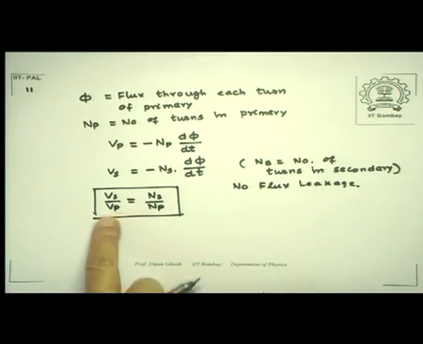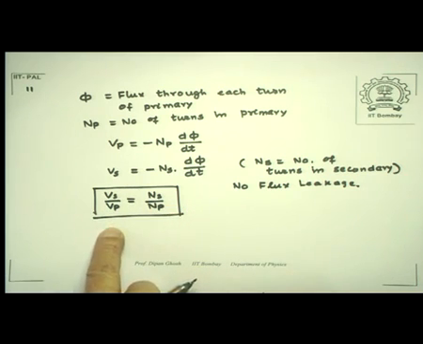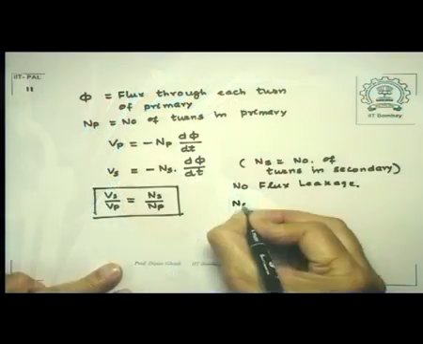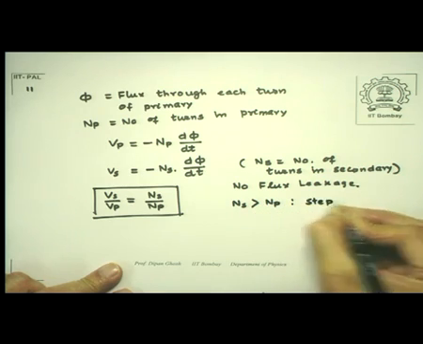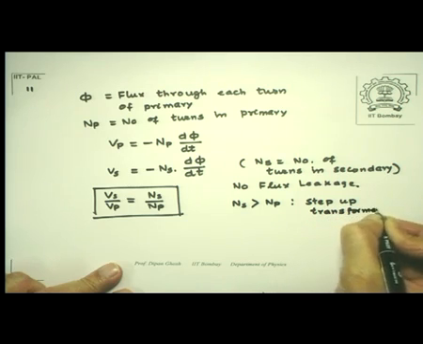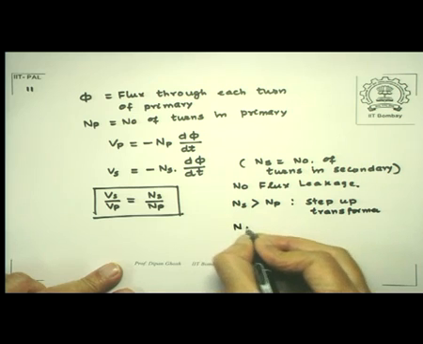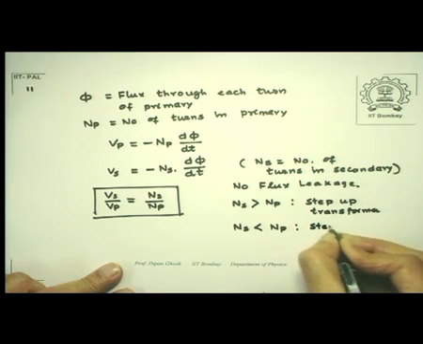Now, this is the primary equation of a transformer, because it tells me that if I want the secondary voltage to be stepped up, meaning the secondary voltage to be larger than the primary voltage, then Ns should be greater than Np for a step up transformer. The reverse is true if you want a step down transformer, then of course Ns must be less than Np for step down.